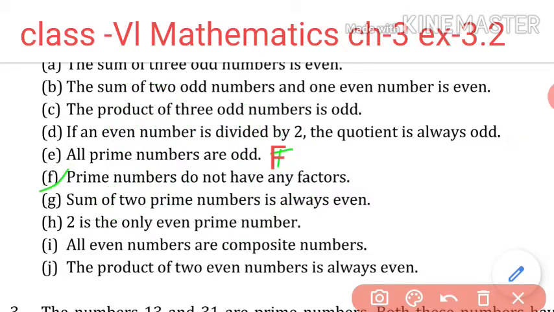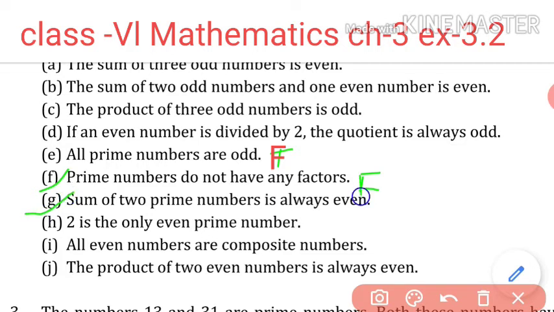Now E. Prime numbers do not have any factor. Is this true or false? Because a prime number also has a factor, but this factor is what? 1, isn't it? So this is false. A prime number also has a factor, but that factor value is only 1. 1 is their only factor.